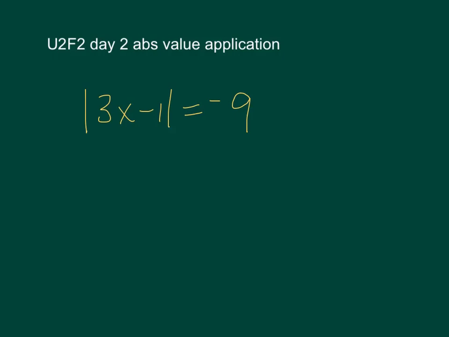Okay. So the first one, we have the absolute value of 3x minus 1 equals negative 9. We talked about absolute value in the last video. Remember, absolute value is distance, and distance can never be negative. So let's take a look at this one. This one's saying the absolute value of 3x minus 1 equals a negative 9. So the distance equals a negative 9.